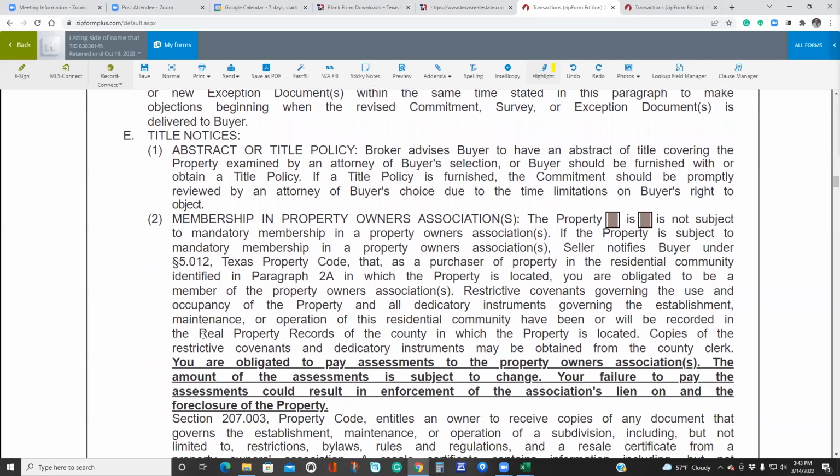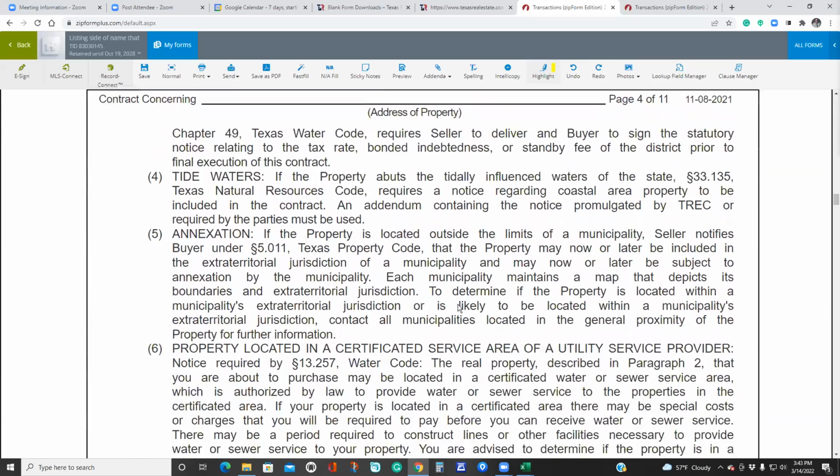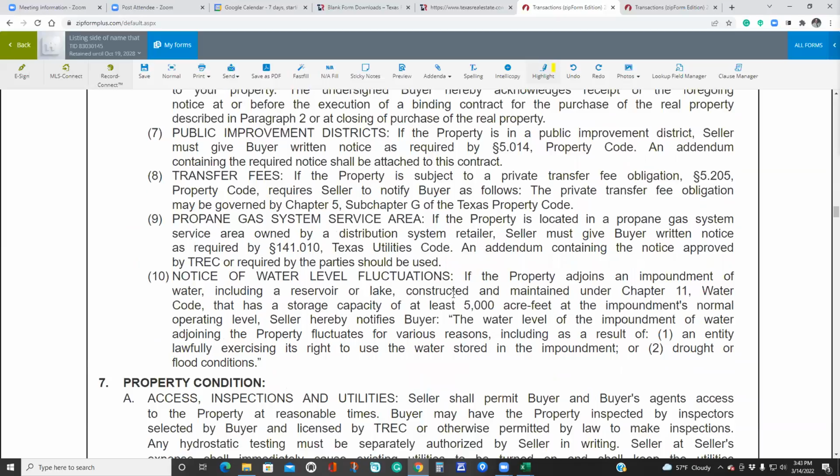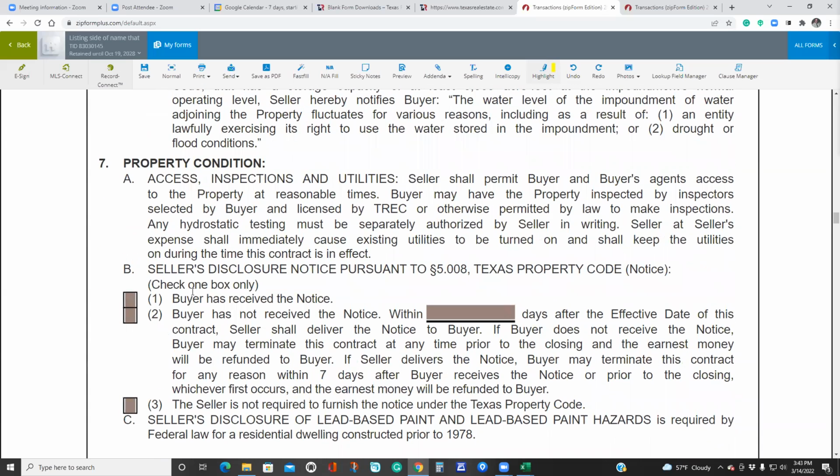All right. Homeowners insurance, we know that. We definitely want to touch base on that if there is one. That's HOA, POA, Property Owners Association. If either one of those apply, make sure that we mark that accordingly. Tidewaters, property condition. All properties in the state of Texas are sold as is.